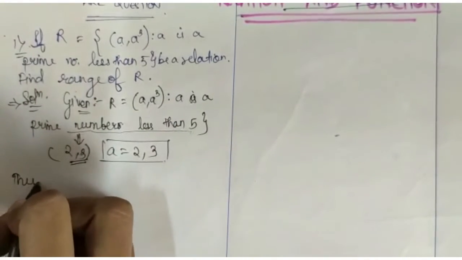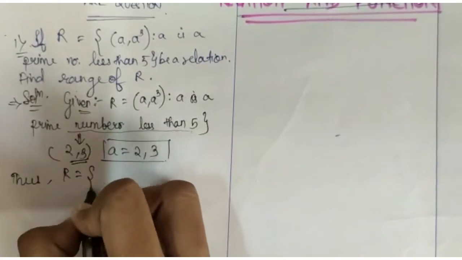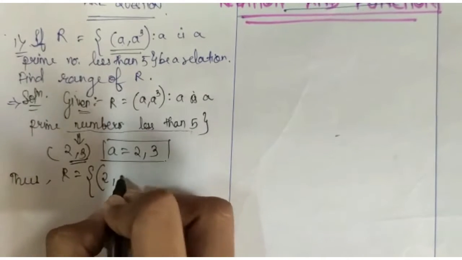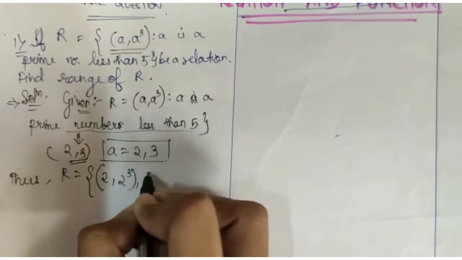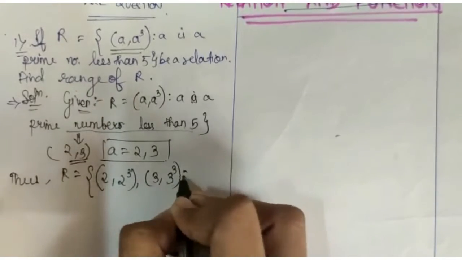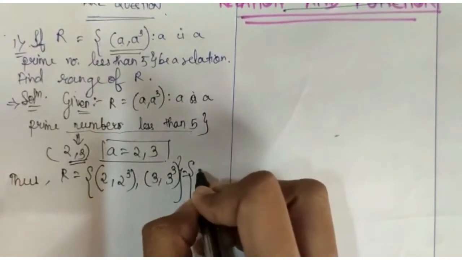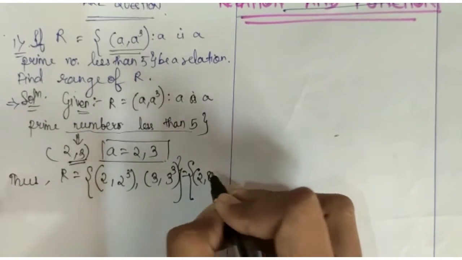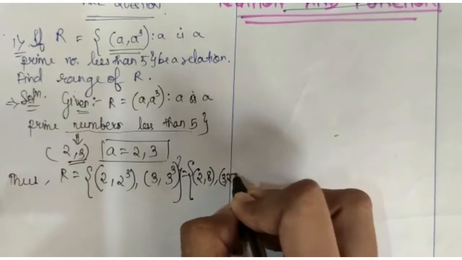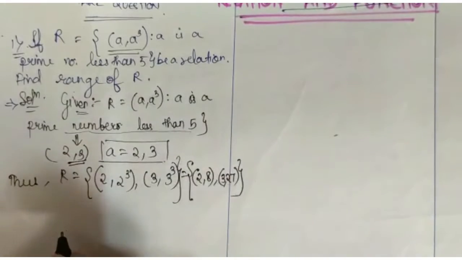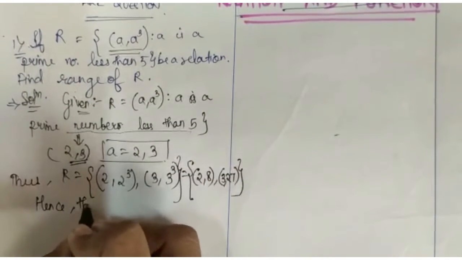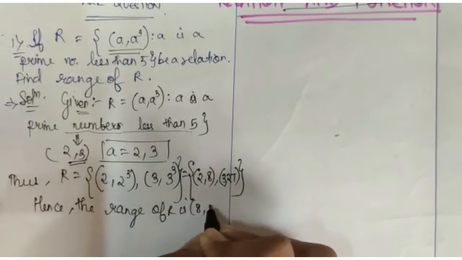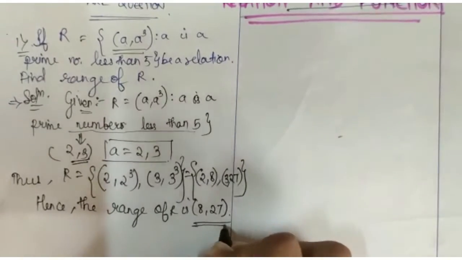So thus R will be, we will take this function. What will it become? It will become (2, 2³) and then (3, 3³). This curly bracket denotes the range, so you have to write this as the range. So 2 cube is 8, and 3 cube is 27. So hence the range of R is {8, 27}. Hence this is your required solution.